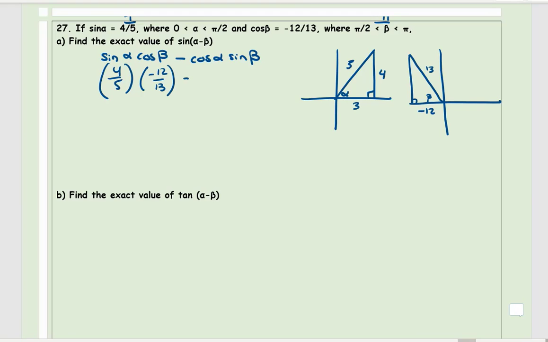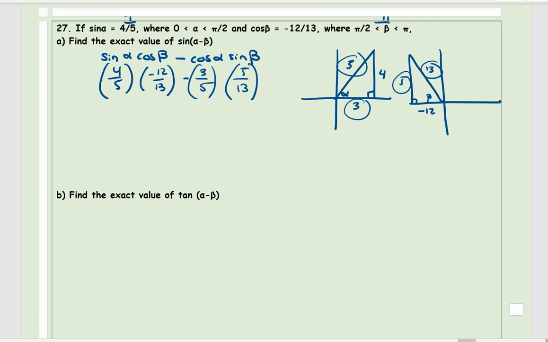Cosine of alpha is not given to us, but cosine of alpha is going to be the adjacent side over the hypotenuse, or 3/5. And sine of beta is not given to us, but we know in this triangle here, it's going to be our opposite side over our hypotenuse. So we know it's going to be 5/13. And now that we have all these numbers, all we have to do is multiply straight across.